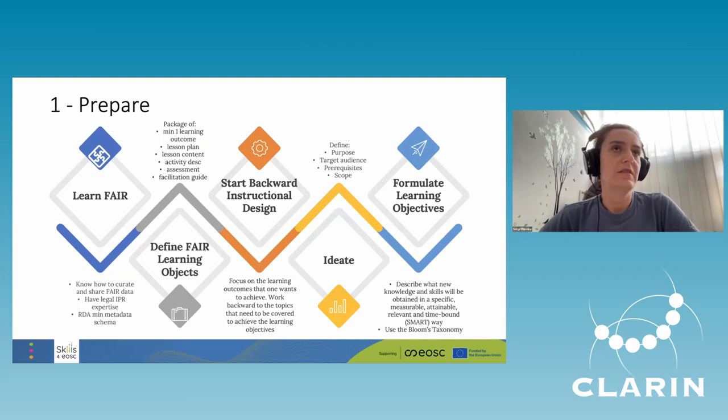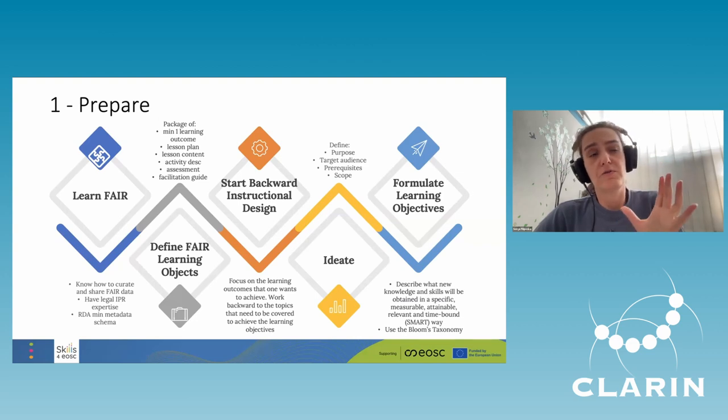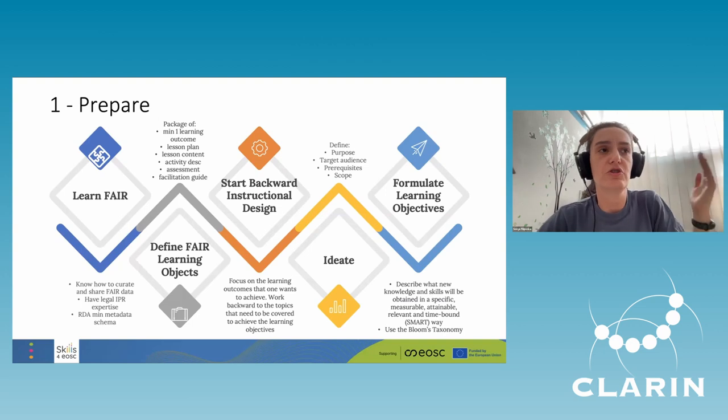What we do inside the FAIR by design methodology is that we adopted the RDA minimum metadata schema that has been recently published as the minimal metadata schema that you're supposed to use for your learning materials. What does it mean? It means that you need to describe your learning materials using the fields inside this RDA metadata schema. And Anastas is going to tell you about it more after me. But you can actually, if you want, extend it with more fields so that you can adapt it to your community, right? Because Clarin has a focus on language, on ontologies and stuff like that. You might need more fields, right? And this is quite okay.